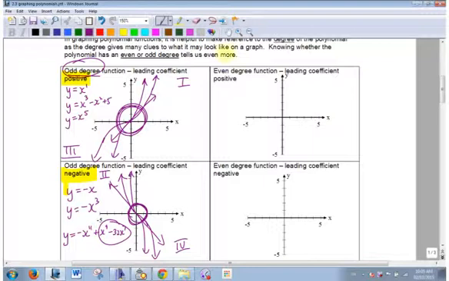An even degree function, such as, what's the most basic one we know? Good old y is x squared. We know what that looks like? You should.